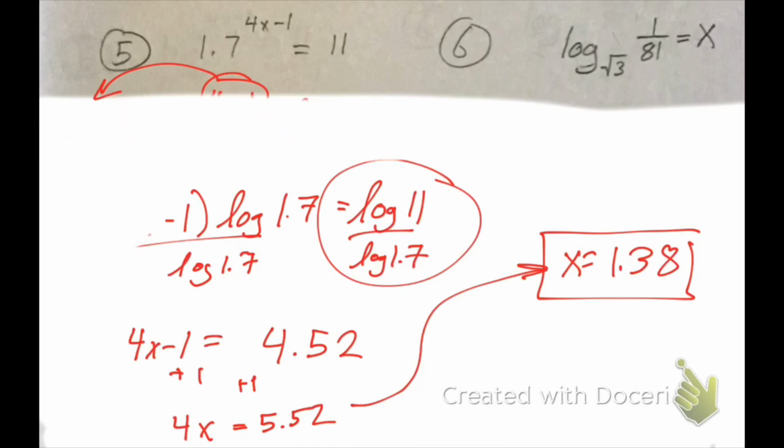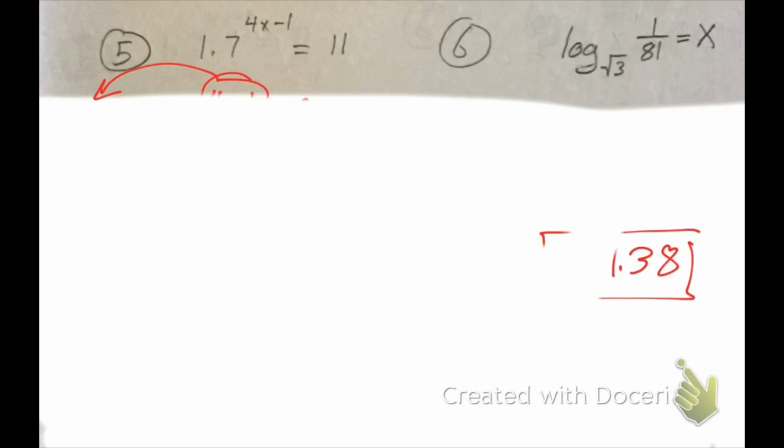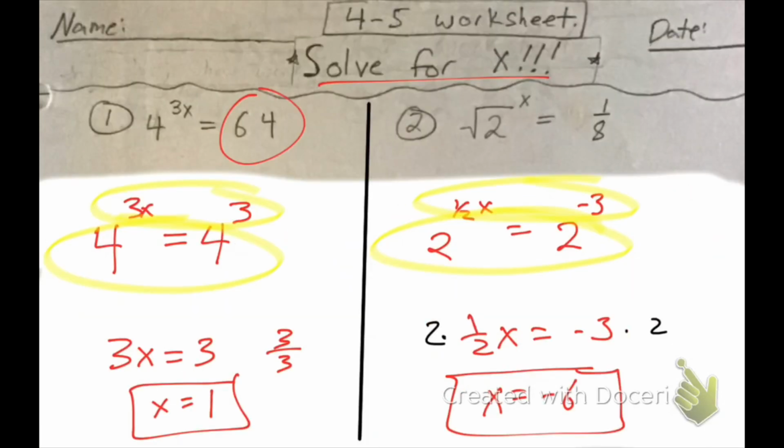Now our next question, number 6. I already have a logarithm here. And remember, going back really quick, this method where you take the log of both sides is only for the case when you can't write both sides as something raised to a power to get the same bases.